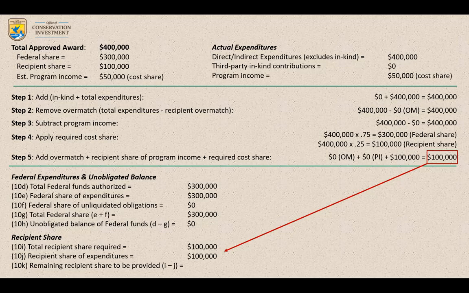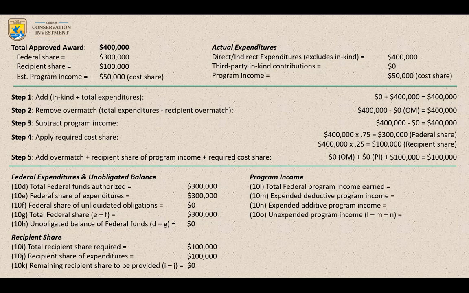Note that in this scenario, $50,000 of the required $100,000 recipient cost share has been replaced by the program income that was earned during the period of performance and handled using the cost share method. Effectively, this reduces the amount of their own funds that the recipient is required to contribute to the award. Field 10K represents the remaining recipient share to be provided. This amount is determined by subtracting the value in 10J from the value in 10I. The remaining recipient share is 0.